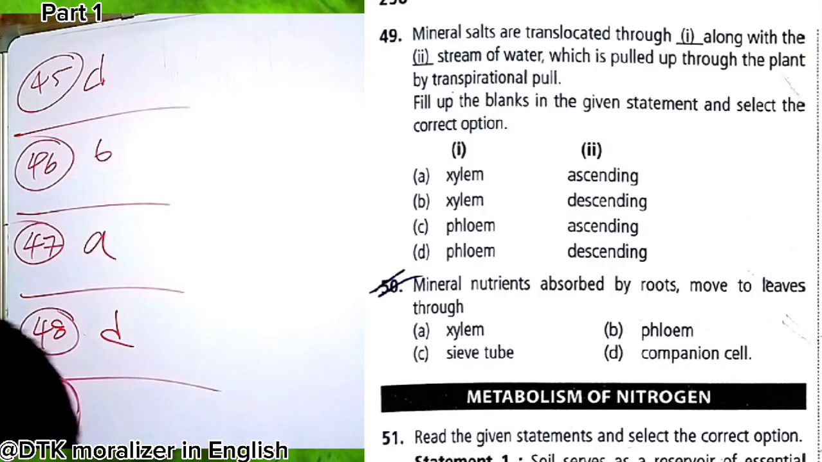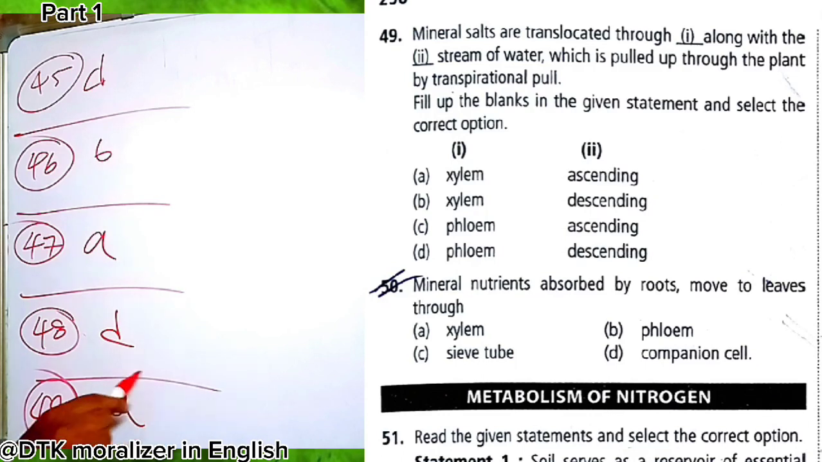Now question number 49. Mineral salts are translated through dash along with the dash stream of water, which is pulled up through the plant by transpiration pull. Fill up the blanks in the given statement and select the correct option. Xylem ascending, xylem descending, phloem ascending, phloem descending. So here ascending should be mentioned, and mineral salts are translated. So it should be xylem. So option A, xylem and ascending.